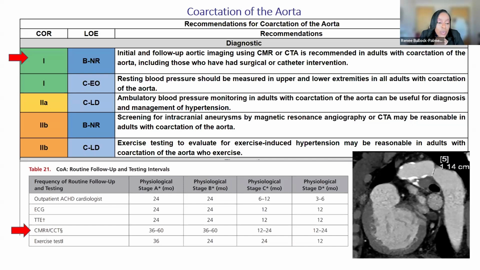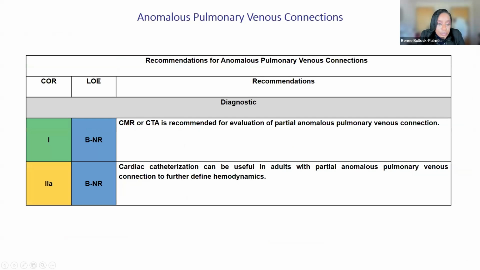And if they're doing well, stage A, and you have a good quality scan at that initial visit, then you can look to repeat that study in probably 36 to 60 months. If they're not doing very well, like a physiologic stage D patient, then you might want to do that more frequently, every 12 to 24 months. And of course, if you're doing serial testing, then CMR is the test of choice if you have that option.